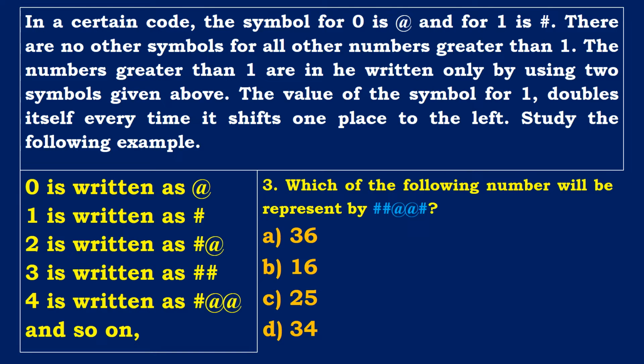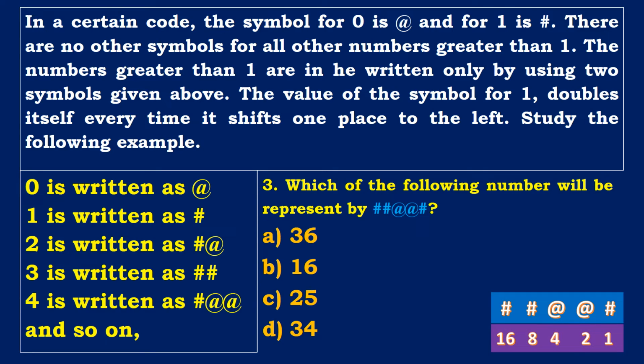3. Which of the following number will be represented by hash hash at at hash? The binary code for the given symbol is 11001. The corresponding values in a binary number are represented by 16, 8, 0, 0, 1. By adding 16, 8, and 1, we get 25. Option C is the correct answer.